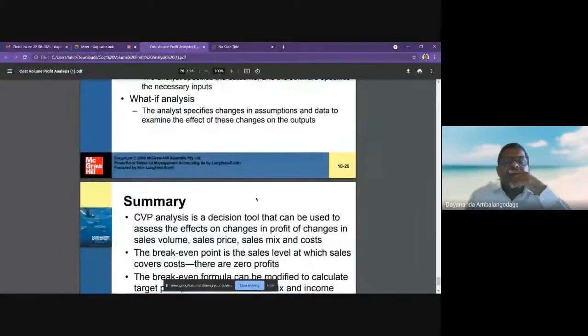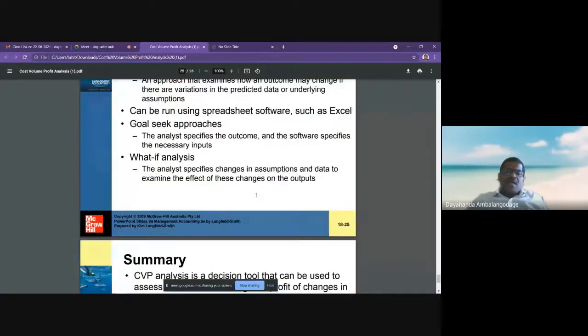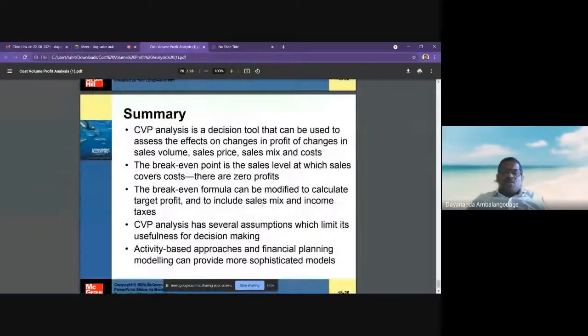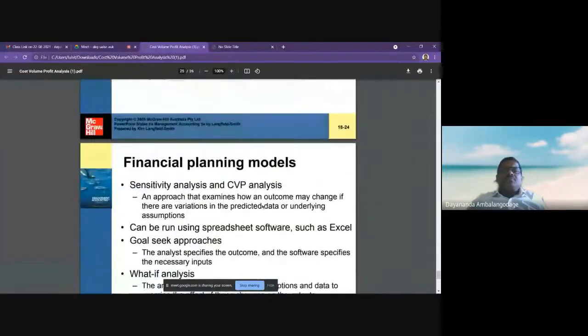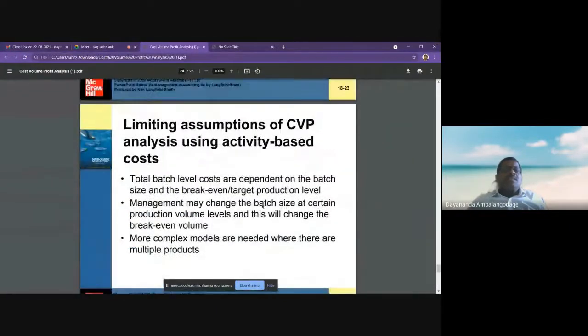Then we come to the financial planning model, sensitivity analysis. You can use the spreadsheet, the goal seek approach and what-if analysis. So for financial models and planning models, this CVP analysis is applicable. So that's about the CVP analysis.